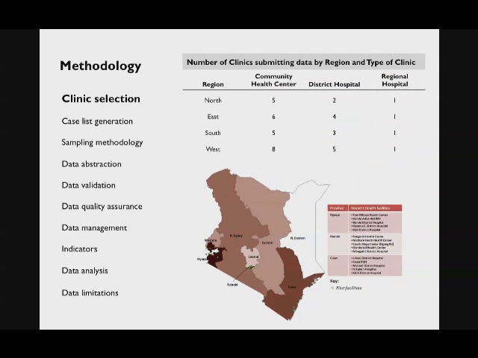So clinic selection. So which clinics are included in your quality program? Here's a really great example from Kenya that shows where the clinics are located using these green stars and the names of those clinics. So it may also be useful to break down what types of clinics are part of your group of clinics that are submitting data.